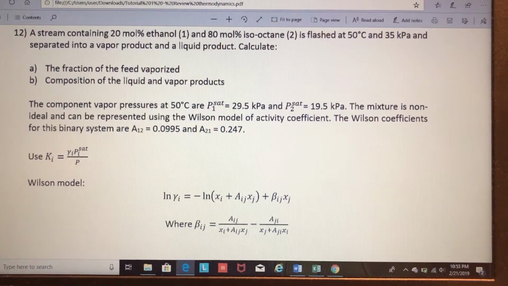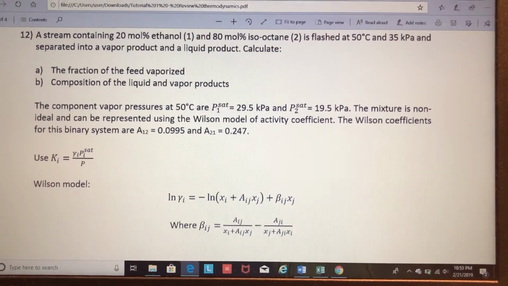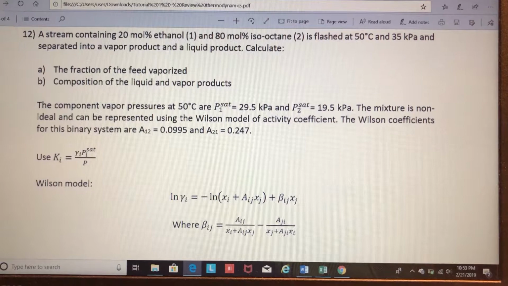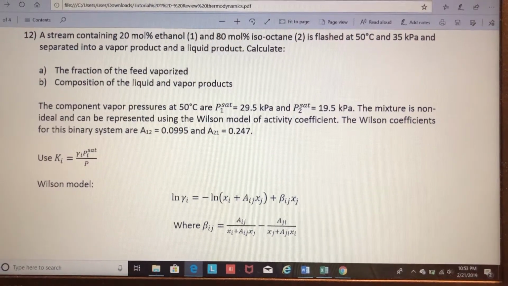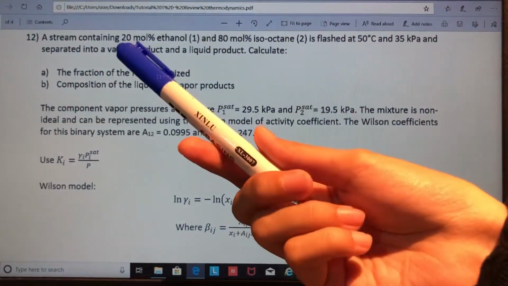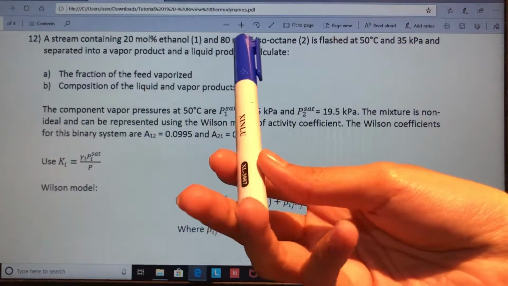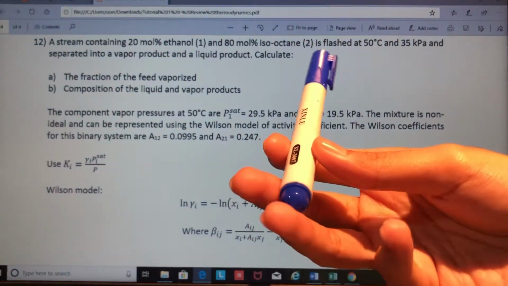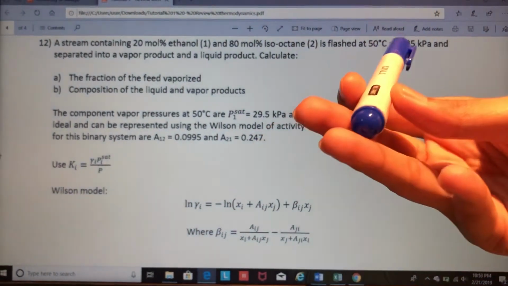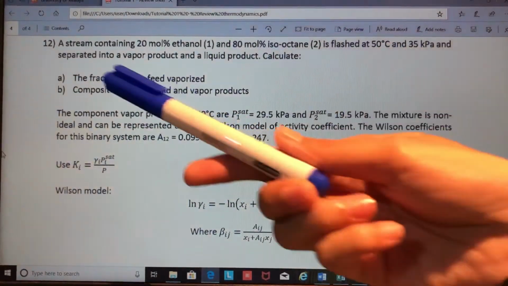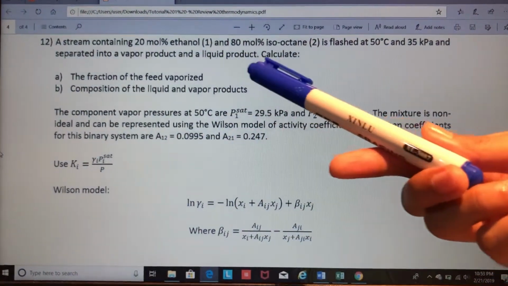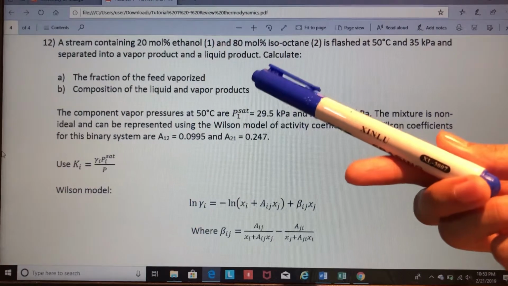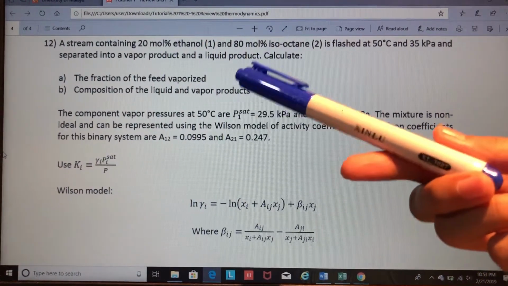Hello guys, so this is our second video, in which we will solve question 12. Basically this is the question: 20 mole percent of ethanol and 80 mole percent of isooctane is flashed at 50 degrees C and 35 kPa and separated into a vapor product and a liquid product. So they want us to calculate the fraction of the feed vaporized.